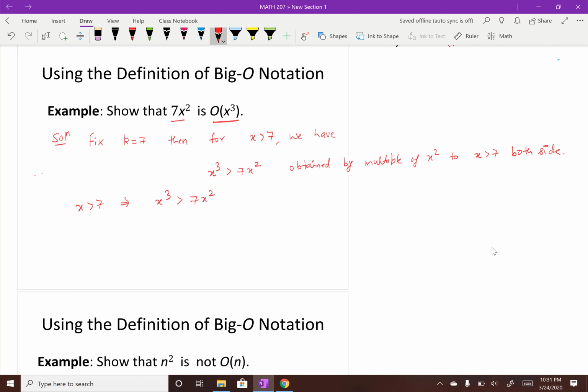Okay, now if we choose k equal to 7 and c equal to 1, then by definition of big O, we have that 7 of x square is big O of x cube.